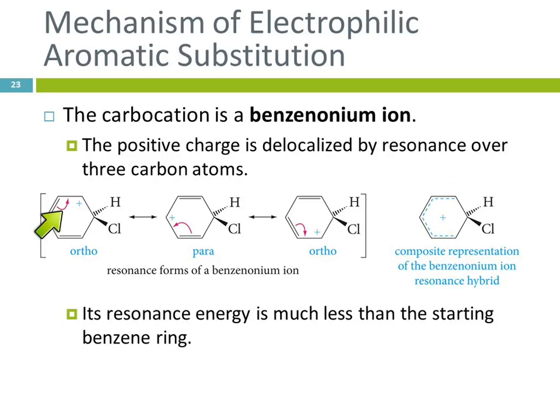So here's the cation. The electrons from this bond can flip over here, which causes the positive charge to be moved to this carbon. And this one can flip over here, and that causes the positive charge to move over here. And so we have a resonance hybrid of these carbocations. This resonance stabilizes it, and yet this carbocation is still much less stable than the starting benzene ring. The starting benzene ring is much more stable.